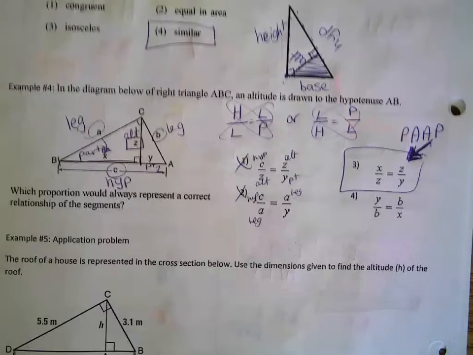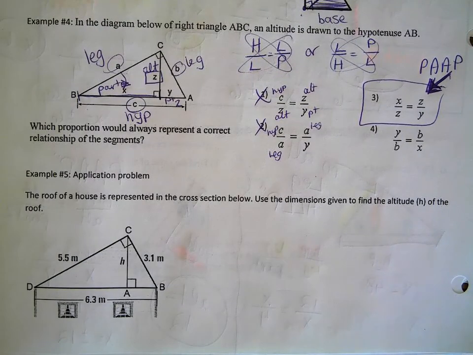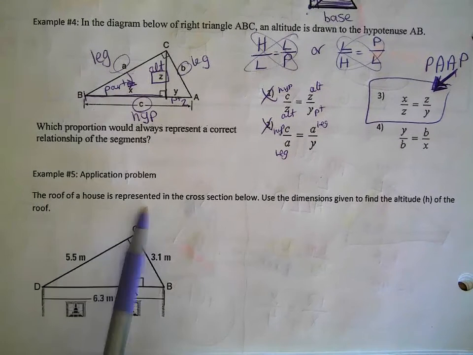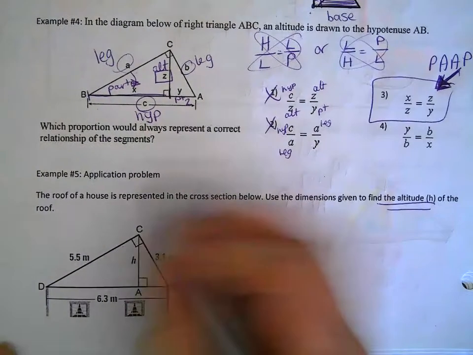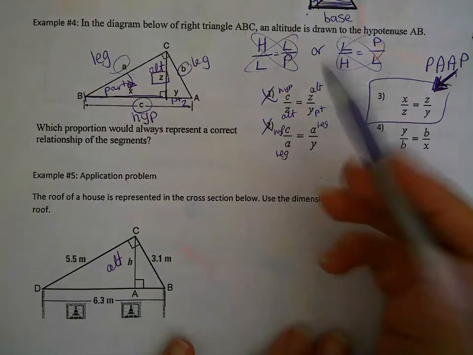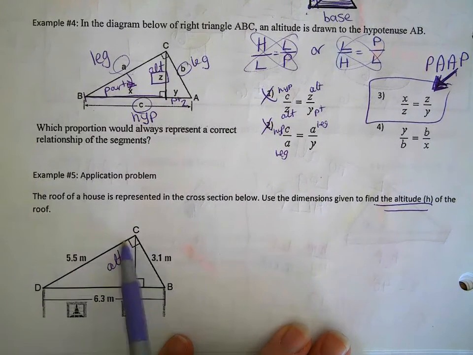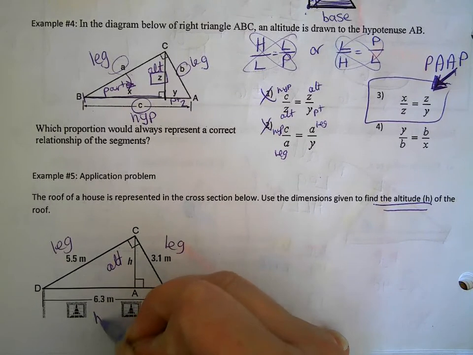Last but not least, another roof question. Okay. So these application questions are meant to kind of prove to you that these concepts we're doing in our class apply right over your head on some roofs. So the roof of the house is represented by the cross section below. Use the dimensions given to find the altitude h. So we're finding the altitude. Now, with that measure, we have a hypotenuse, the leg here, another leg over here, and the hypotenuse down here.